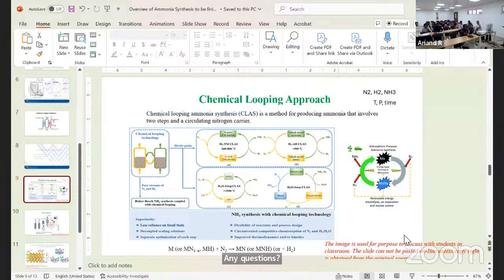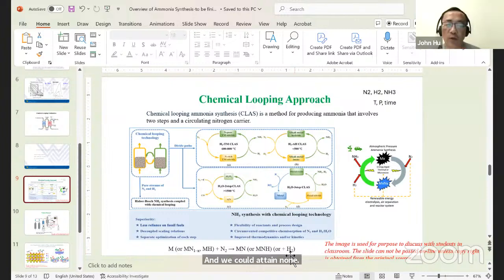Go ahead. In chemical looping, there is some methodology to produce ammonia through a chemical chain method. I think I heard about that method long back. You heard the method. Thank you.